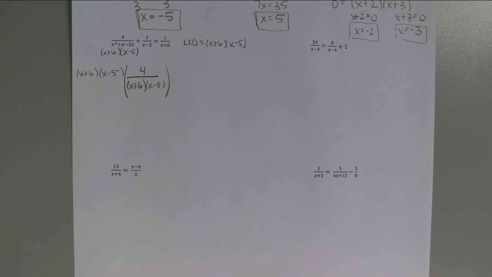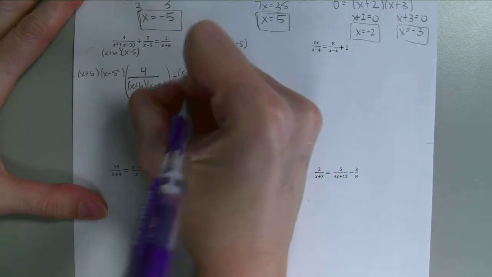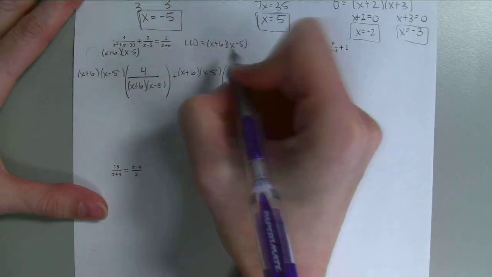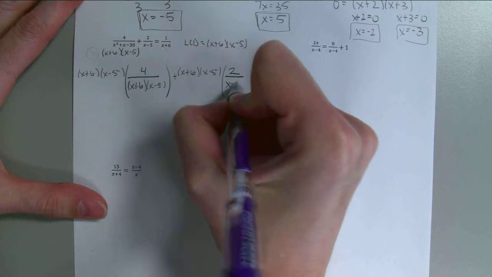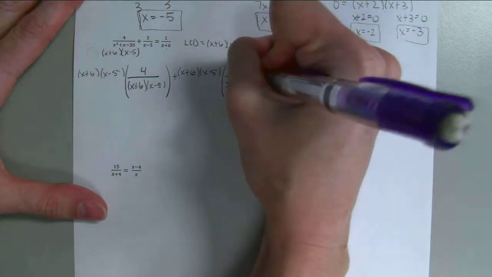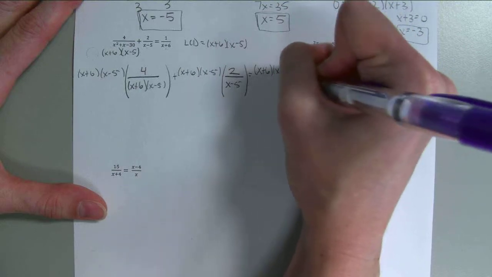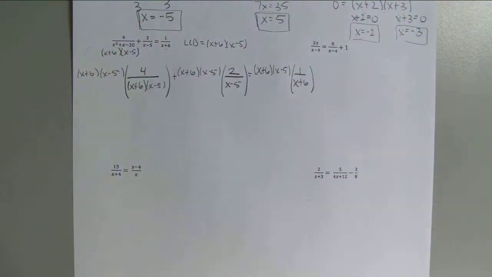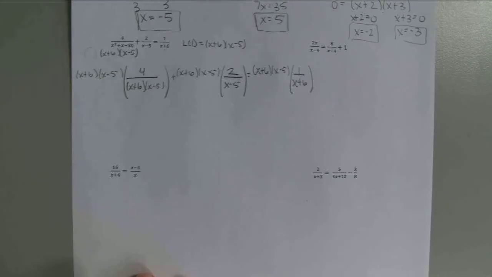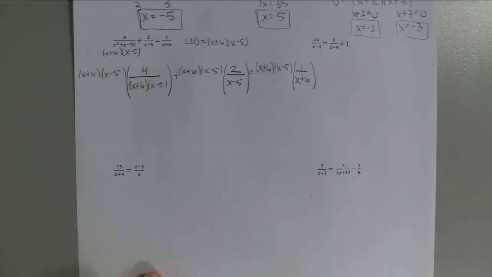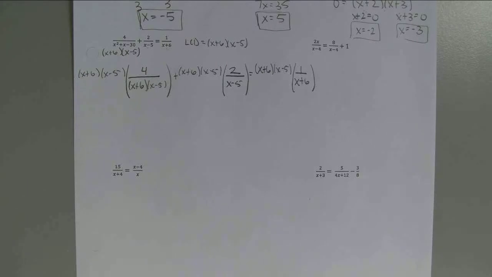All right? I'm going to write my LCD again, x plus 6 times x minus 5, and multiply by the next rational, 2 over x minus 5. And last but not least, this equals x plus 6 times x minus 5, all times 1 over x plus 6. I'm kind of creeping into the next one. I'm sorry about that. I should spread out my notes. So do you guys see that everything that's in the big parentheses is our original equation? 4 over its denominator, 2 over its denominator, 1 over its denominator.